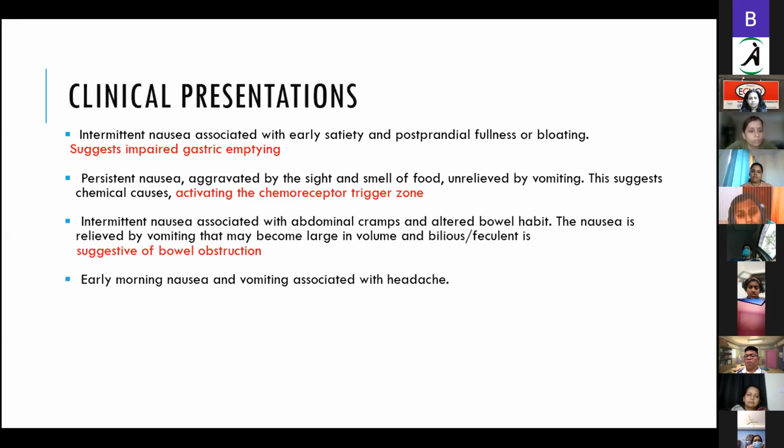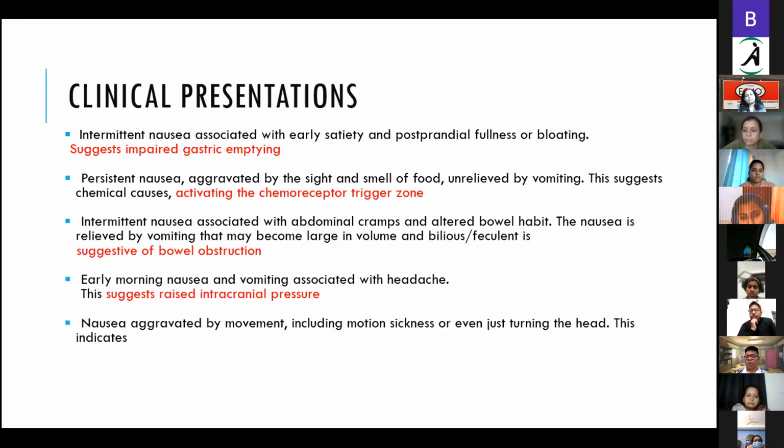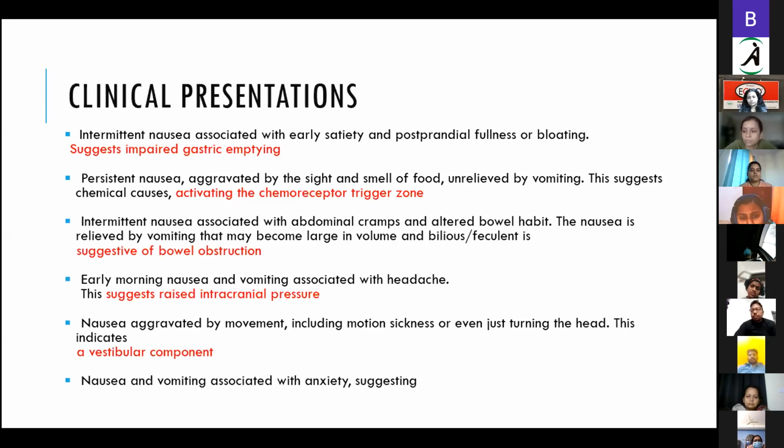Then if you have early morning nausea and vomiting associated with headache, what would this likely be presented with? Raised ICP. Yes. Thank you, Mr. Deepak. So it suggests raised intracranial pressure. Nausea aggravated by movement, including motion sickness, or even just turning the head, indicates more likely a vestibular apparatus disease. Yes. Nausea and vomiting associated with anxiety is more likely a cortical involvement, a cortical component here.